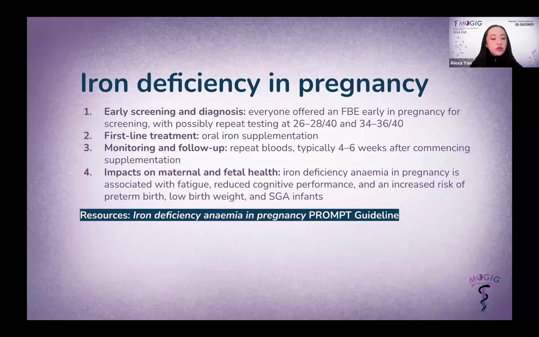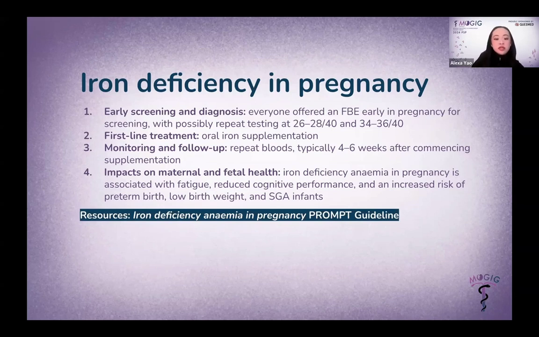So women who are diagnosed with iron deficiency anemia should have follow-up blood tests to monitor their response to treatment, typically around 4 to 6 weeks after starting supplementation. Iron deficiency anemia in pregnancy is quite common, and it affects about a quarter of pregnancies in developed countries. This is significant given the impact that it can have on both mother and baby.